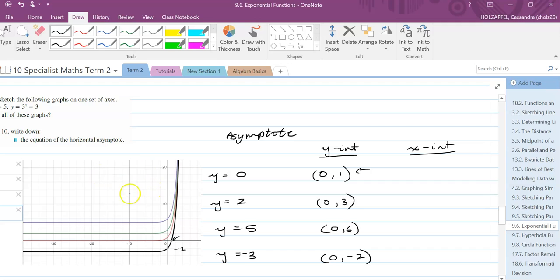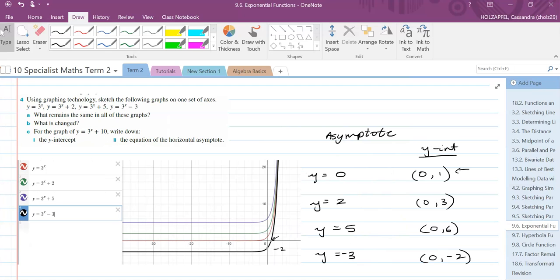So this one here, this is going to go through at this point. So I'll just go and determine what that point was. So this is at the point 0 and 1. Oh, sorry. Let me fix that. This is at the point 1 and 0, of course, because that's our x-intercept. So when y is equal to 0. That was a little bit silly.